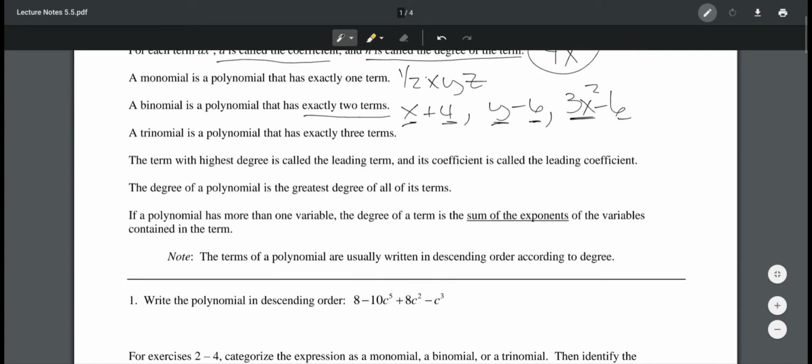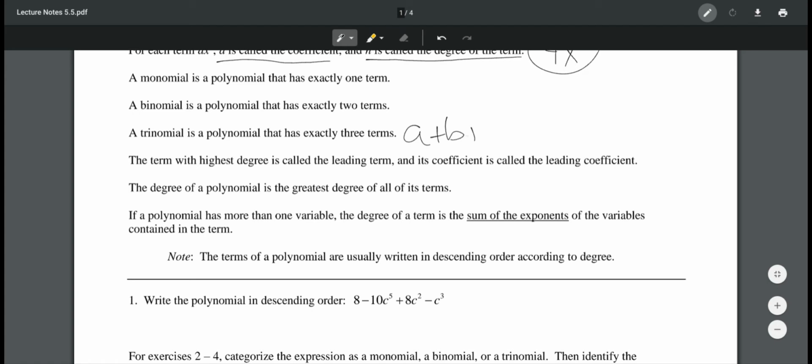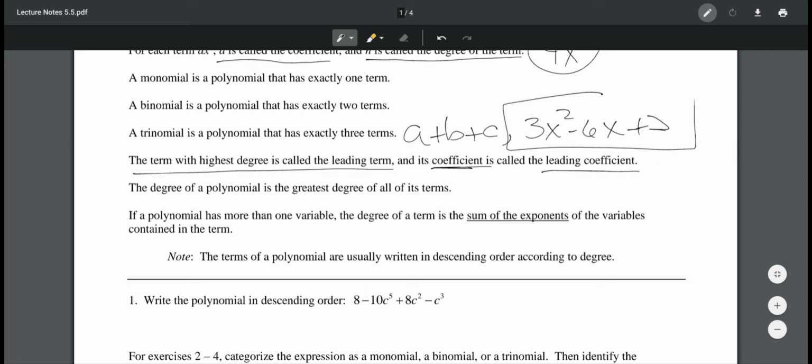Now, a trinomial has three terms, exactly three terms. So it could be a plus b plus c. It could be 3x squared minus 6x plus 2. As long as it has three terms that you are either adding or subtracting from each other, that would be a trinomial. Now, the term with the highest degree is called the leading term, and its coefficient is called the leading coefficient. So we'll look here.